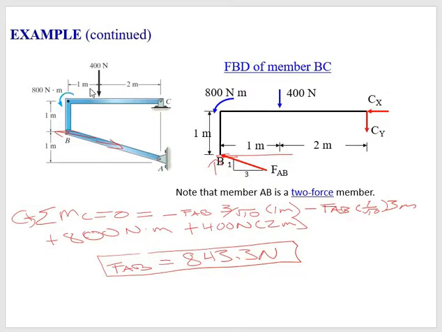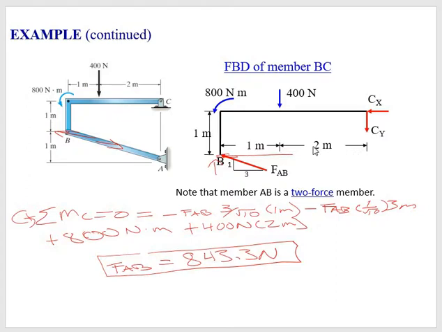So let's do that. B is a two force member, so we do know that. That's just a two force member that's coming out there. So we have a FAB here and FAB here. So if I draw that like that, this is how that will look. This is FAB. I have 800 Newton, I have CX and CY.